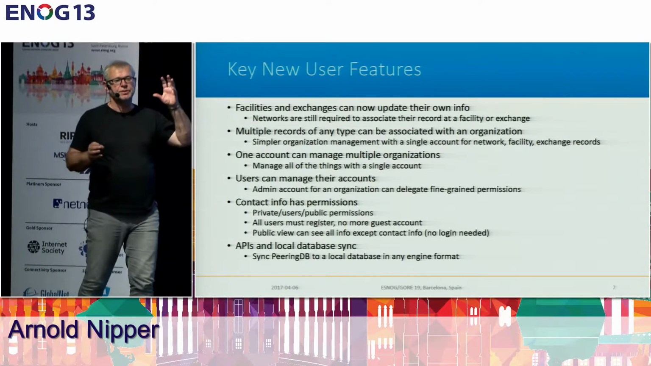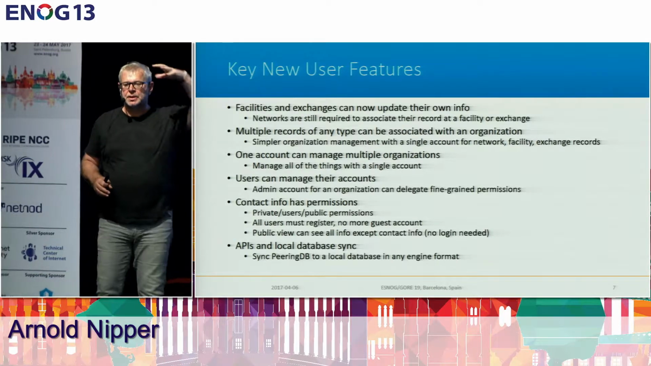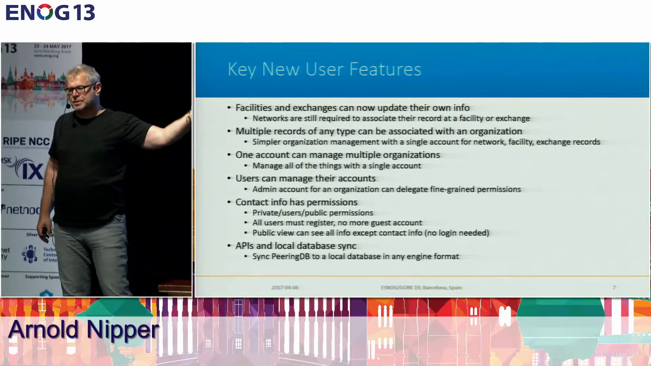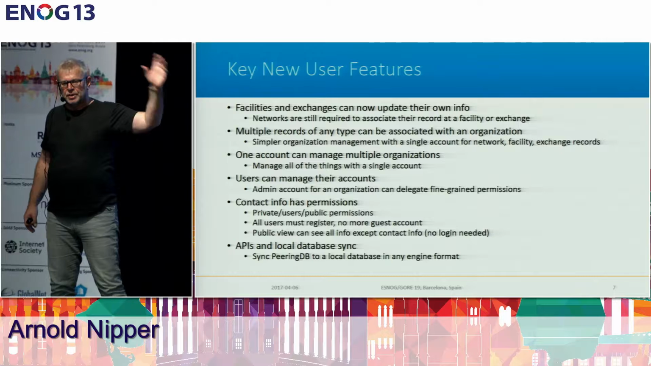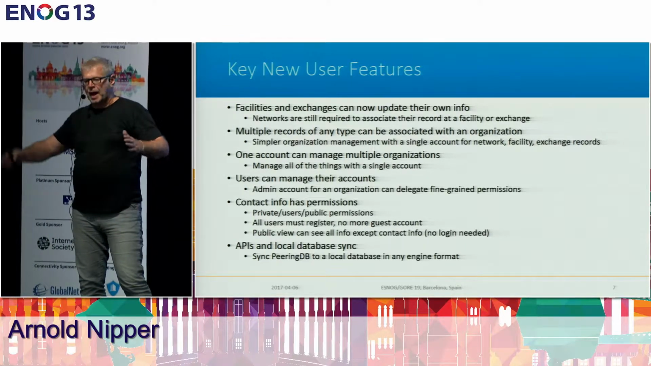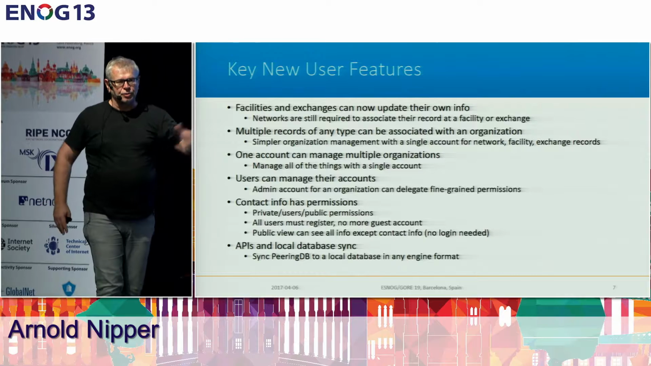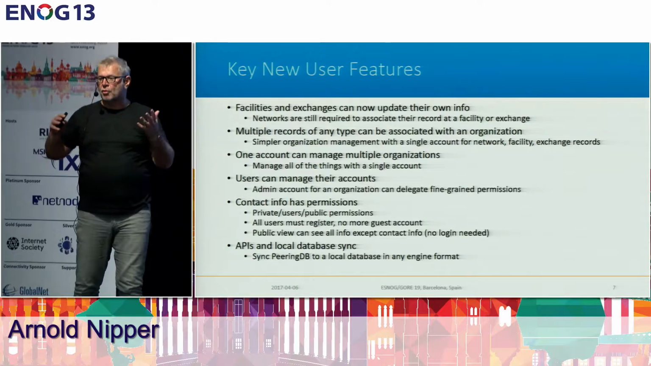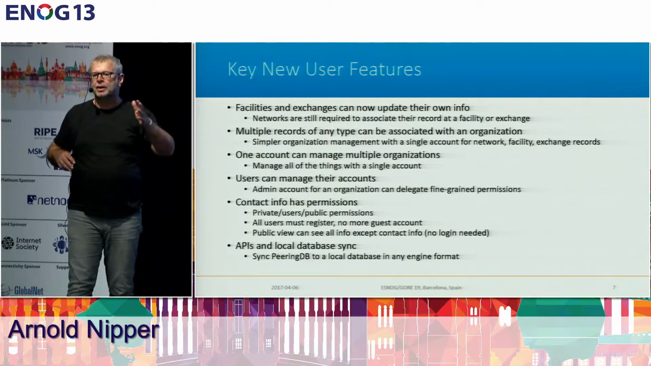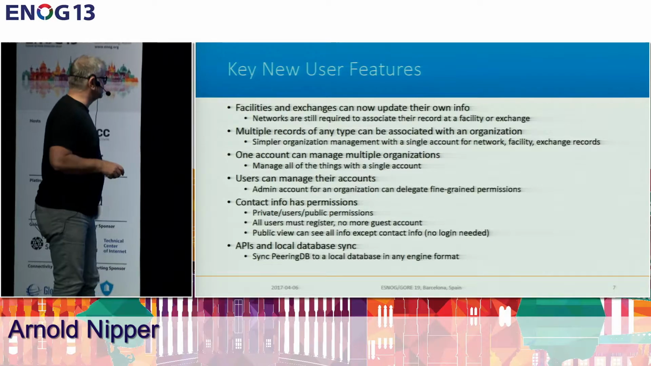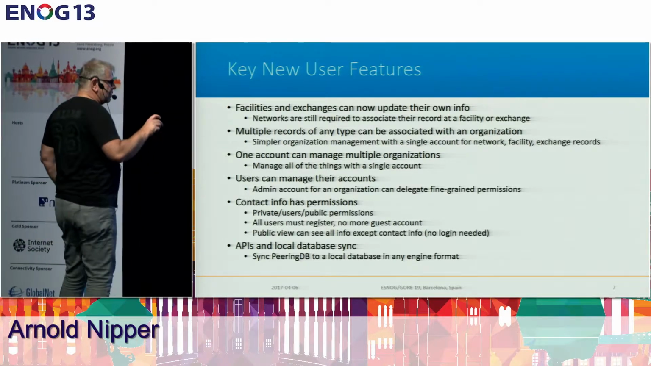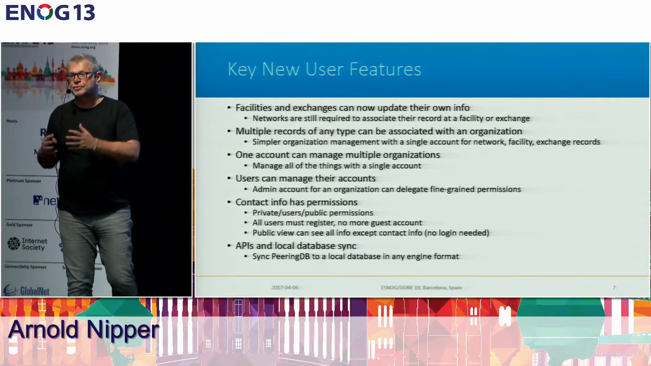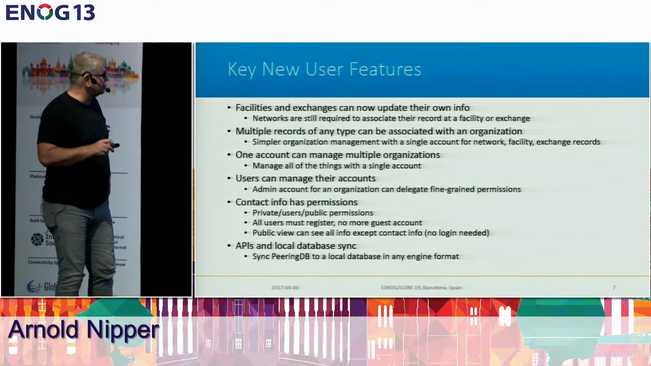What we also introduced in PeeringDB 2.0 is that now the top record is an organization. So the old database did not have this concept. There were only networks, facilities, and IXPs, and each of them stood alone. Now there is an organization, and an organization is able to hold any record, whether it is a network, IXP, or a facility. And also we introduced a lot more possibilities that each user is able to do self-service.